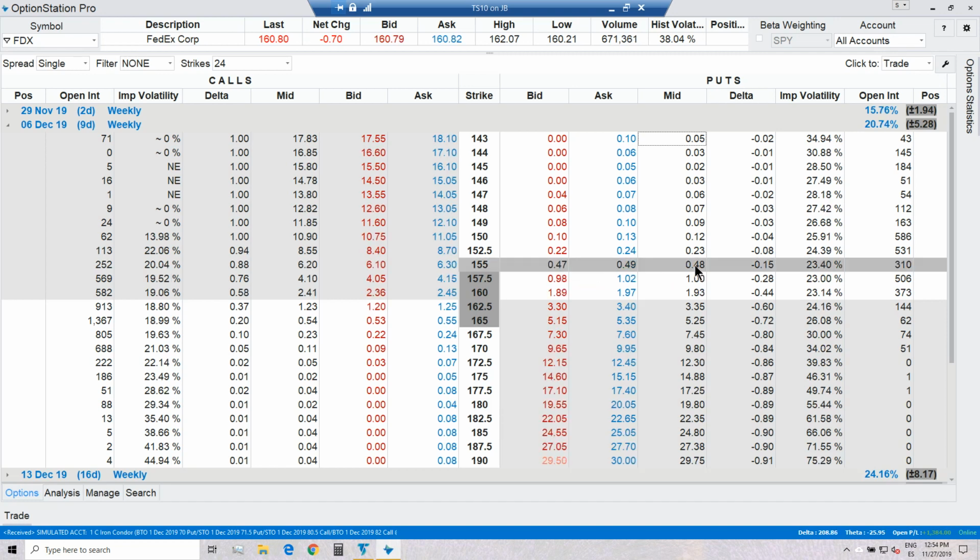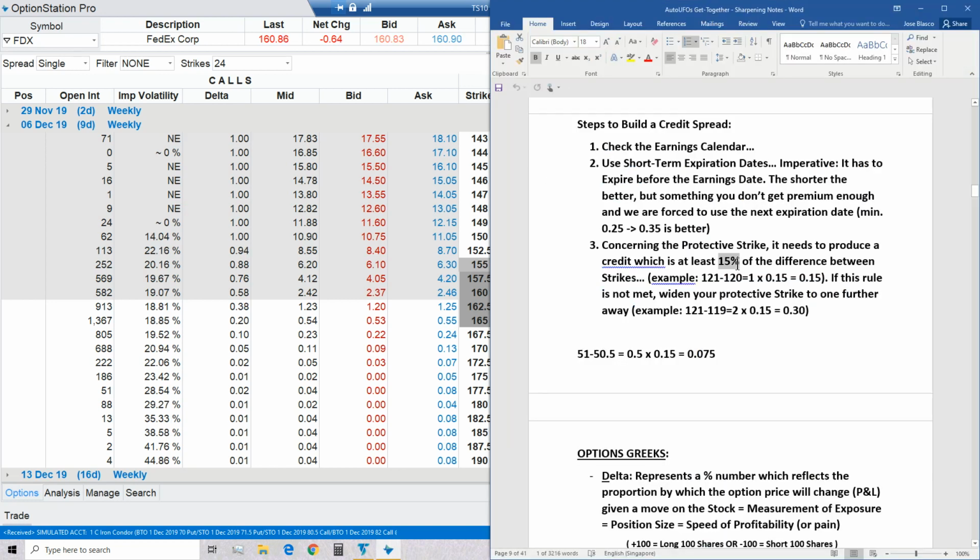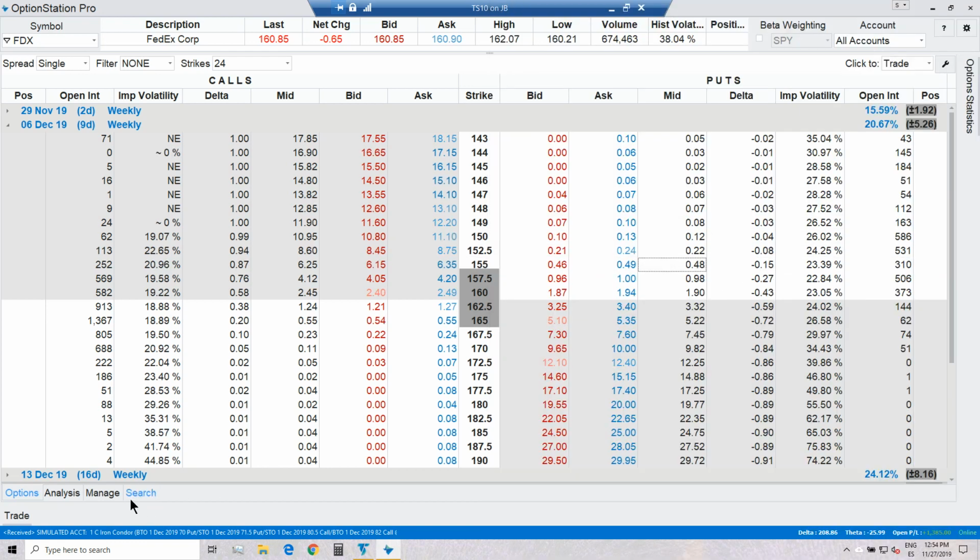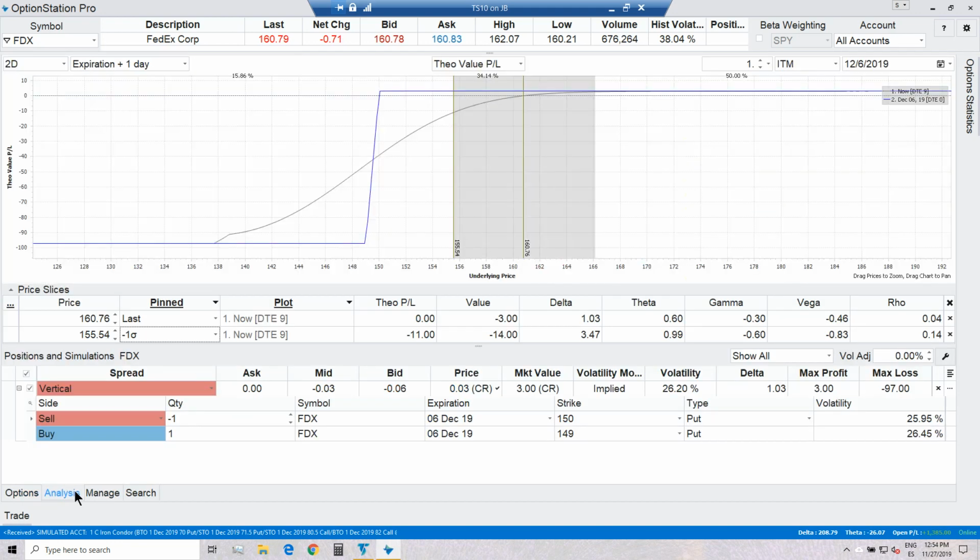And the 155 is paying 48, which, yes, it is correct. 48 is more than 35, okay? So it is looking okay at this moment in time. I would prefer to have the 154.5, but it does not exist. Therefore, the other money strike is 155. So I'll go for that one, which is the nearest one. Okay, so I would sell the 155.